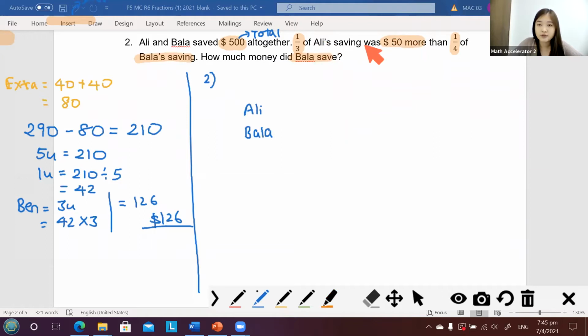One-third of Ali's savings was $50 more. Alright, so Ali, we're going to draw 50 more. Okay, so extend, make it longer. Okay, then Bala by 50.